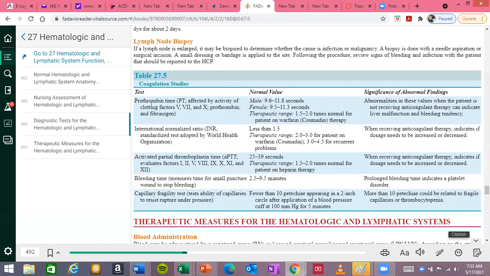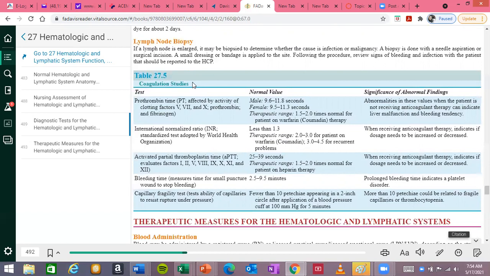And when you're looking at prothrombin time, international normalized ratio, INR, that type of thing, this stuff is coagulation studies. How long does it take for you to clot? So it's a certain time range that we should be clotting if we cut our arm. 9.6 to 11.8 seconds is the normal range for the prothrombin time, for the timing for us to clot.